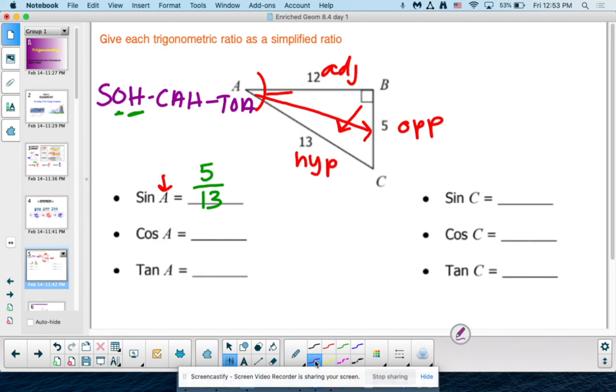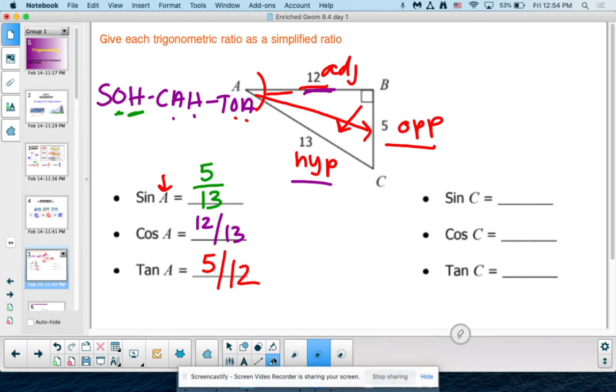Try the next one. Cosine of angle A. Cosine is adjacent over hypotenuse. Our adjacent leg is 12. Our hypotenuse is 13. Can we reduce 12 over 13? No, we can't. Not today anyway, so that one's also a done answer. Now your tangent is your opposite over adjacent. Our opposite is 5. Our adjacent leg is 12. That's it. We wrote our ratios.